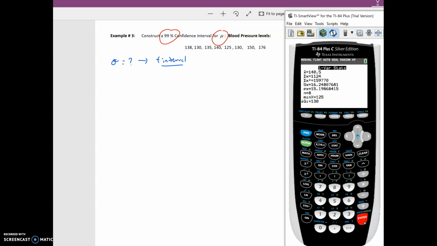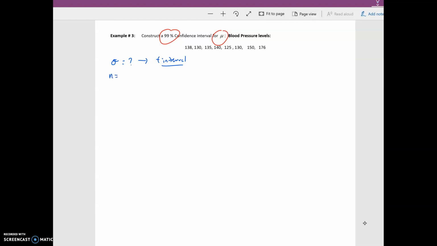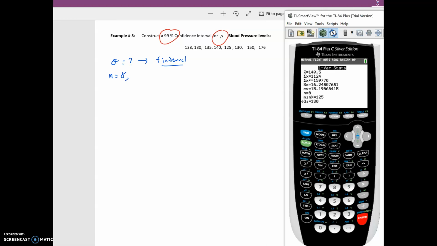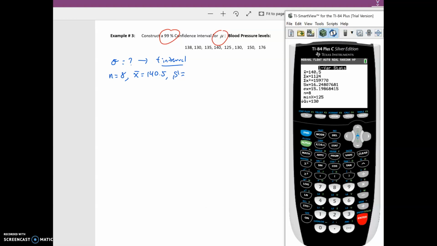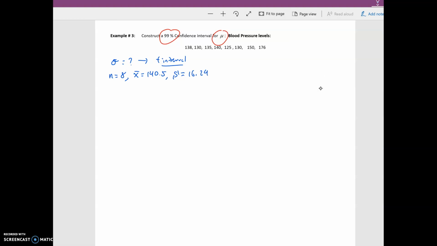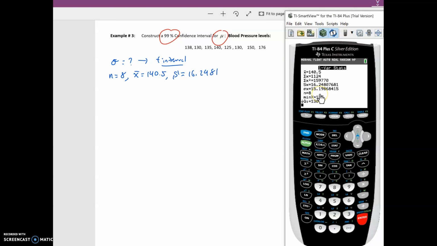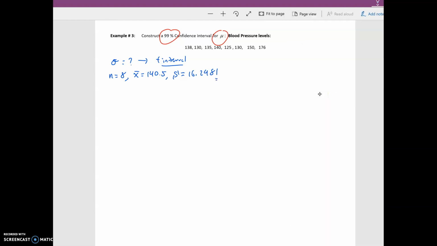In this case, we're looking at n being the value of 8. Next value that we need is the mean. So x bar is equal to 140.5. And then the standard deviation of the sample, I'm going to pick 4 decimal places, 16.2481. And we're rounding to a total of 2 decimal places.